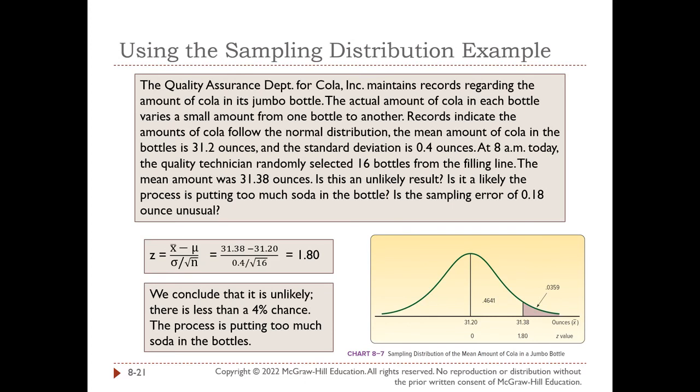Example. Our example here is the Quality Assurance Department for Cola Inc., which maintains records regarding the amount of cola in its jumbo bottle. The actual amount of cola in each bottle varies a small amount from one bottle to another. Records indicate the amount of cola follows the normal distribution. The mean amount of cola in the bottles is 31.2 ounces.